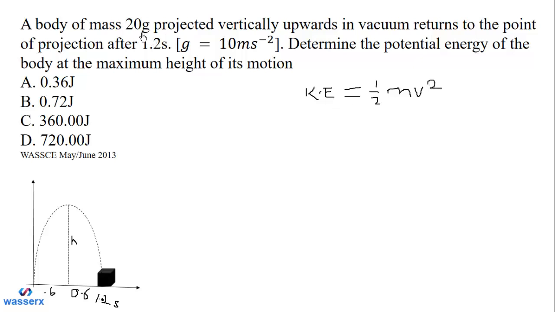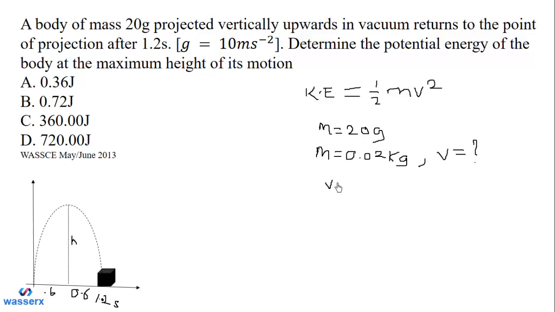So from the question we have the mass, m, to be equal to 20 grams. We need to convert this to kilograms. So when we do that, we obtain the mass to be equal to 0.02 kg. Now we need to determine the speed that we don't have.